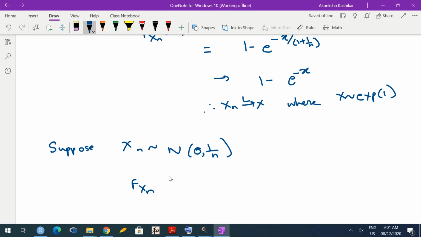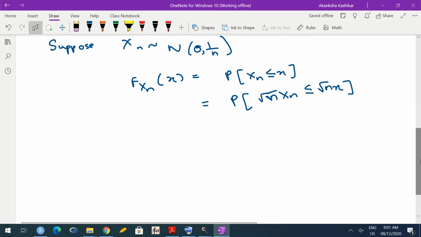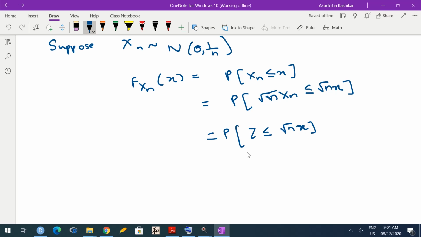What is the CDF of Xn? The CDF of Xn at any point x would be the probability of Xn being less than or equal to x, and we can use the usual trick of standardization. So this is the same as the probability of root n Xn being less than or equal to root n x, so that we can use the standard normal CDF. Okay, so this is the same as the probability of Z, standard normal random variable, being less than root n x. So this is the CDF at root n x.